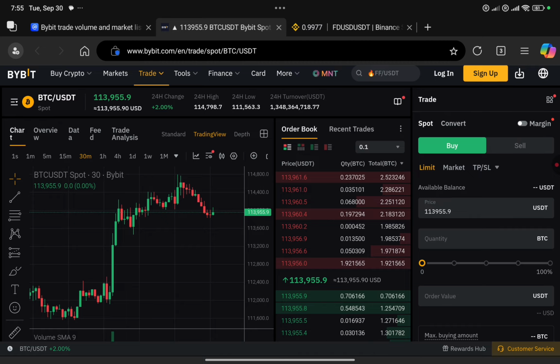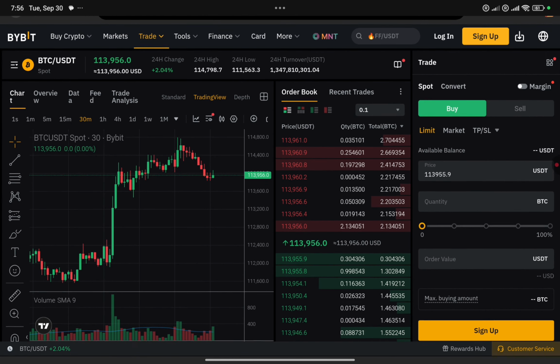I'm going to start from Bybit, then we'll move to Binance, right? So let's say you want to do an arbitrage using BTC. And the very first thing you need to do is to figure out, okay, where can I buy low?